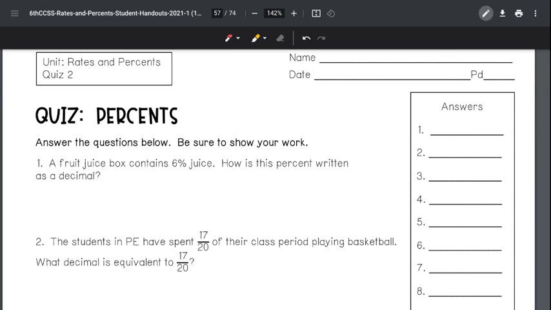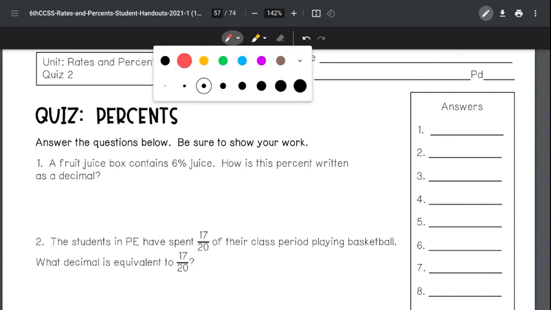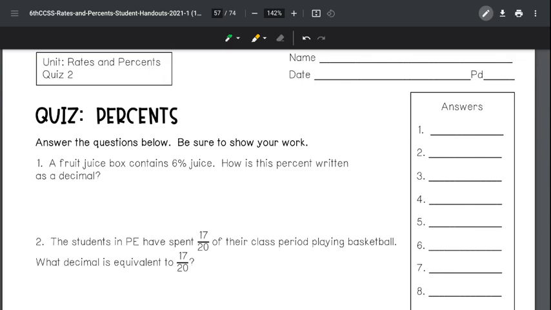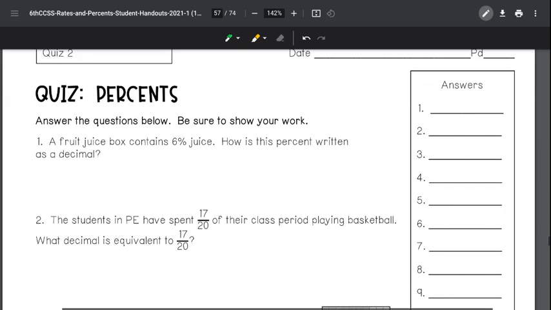This is your percents quiz review. If you're making corrections, please make sure that you're writing down the problem number, each of the steps, and the correct answers. Number 1, a fruit juice box contains 6% juice. How is this percent written as a decimal?